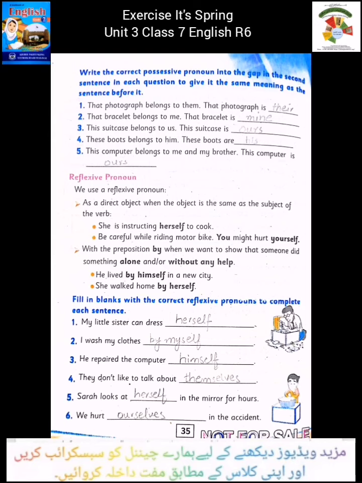Sarah looked at herself in the mirror for hours. So Sarah looked at herself. Sarah is a girl, so the reflexive pronoun would be herself. So when you are using this word self, it shows a reflexive pronoun. That subject is being discussed. We hurt ourselves in the incident. So we, it means including me and others. So we hurt ourselves in the accident.